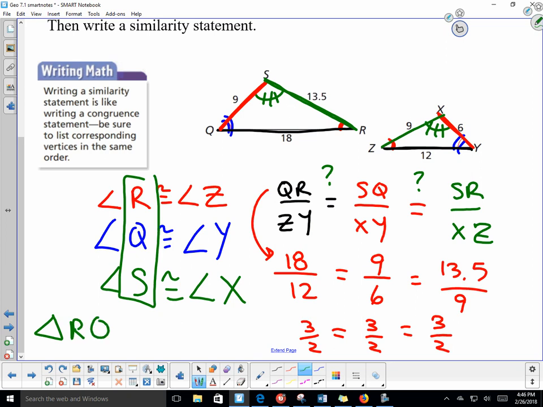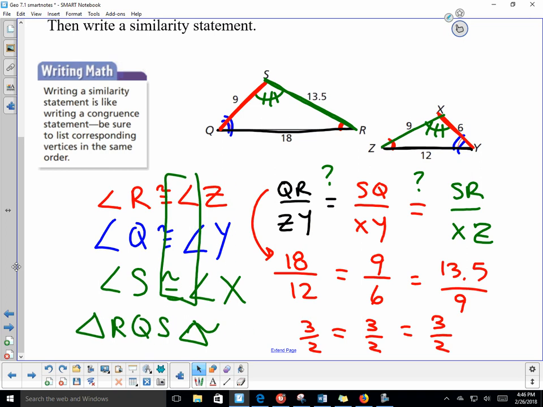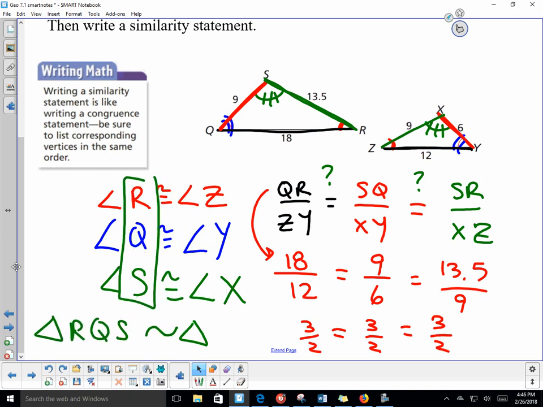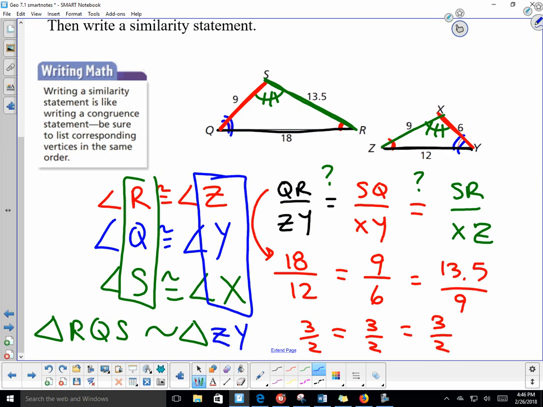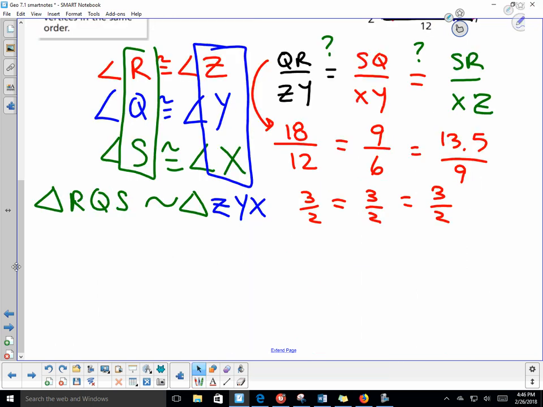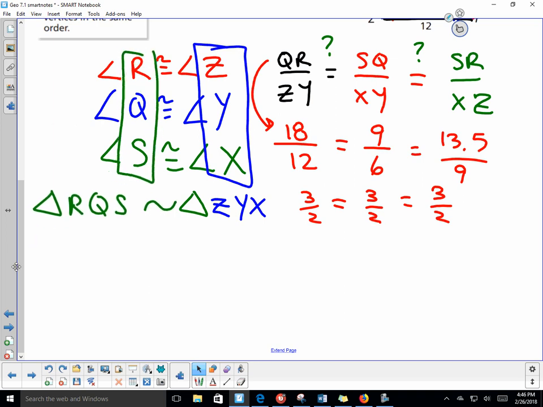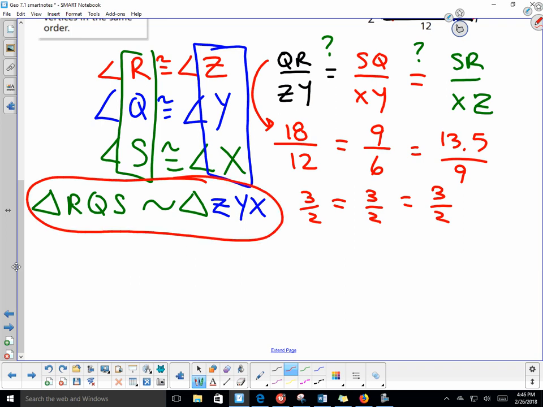Triangle RQS is going to be similar. Remember, I'm not going to write the congruent symbol. It's going to be similar to triangle ZYX. So this will be our similarity statement here. All right, so this should be our answer for our similarity statement.